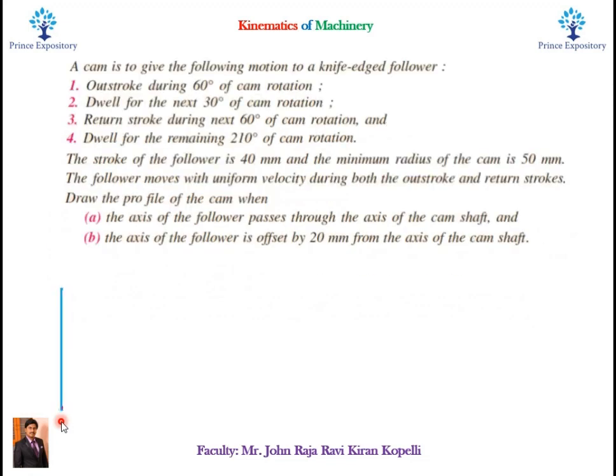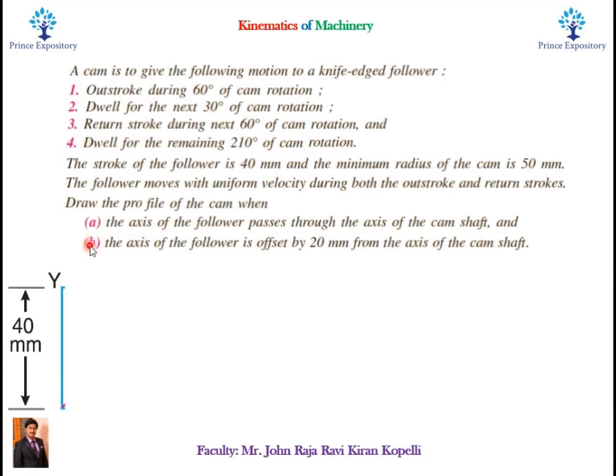Now let us first try to understand from the question. For drawing the displacement diagram, first of all we need the stroke of the follower. In the question it was given as 40 mm. So this 40 mm should be drawn vertically, and 40 mm is indicated in this way. Because this 40 mm, the stroke of the follower, is drawn as a vertical line, we represent it as y.